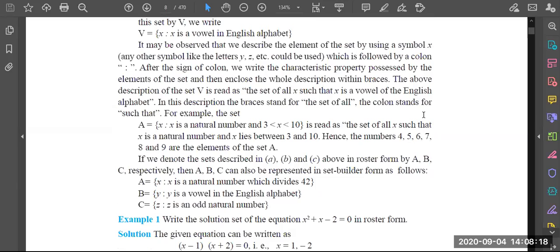Now solve this. This is the first example. Write the solution set of x square plus x minus 2 is equal to 0 in roster form. As simple as that. Everyone, try solving this. Ankit, it is a quadratic equation. Then how come we will have 4 roots? Think about this now. We cannot change the concept, right?